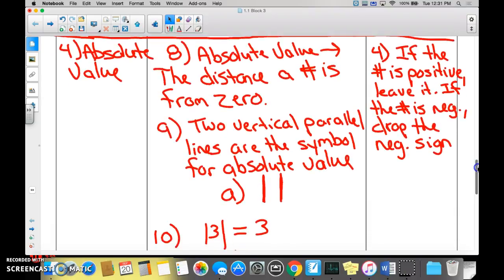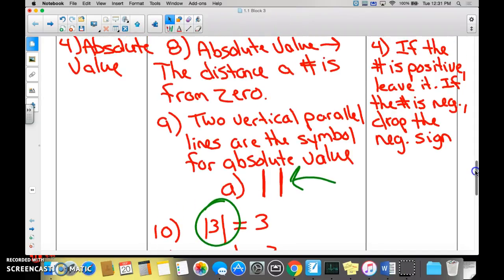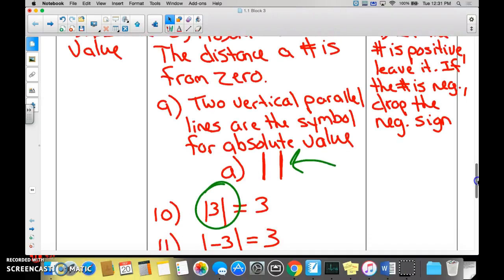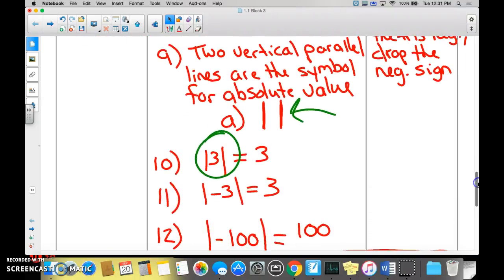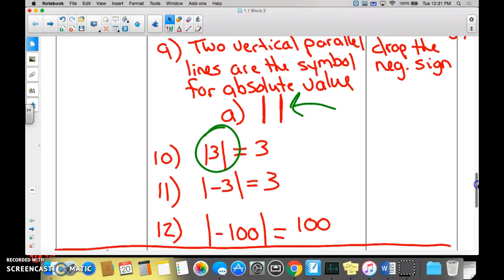You can see that we gave you some examples, and we talked about the symbol for absolute value being 2 parallel lines and then a number between them, like example number 10. So 3 is how far from 0, you guys? 3. And I think it was Isaac and Allison's group who said, if the number is positive, don't do anything when you're dealing with absolute values. If the number is negative, you simply drop the negative sign. So if you look at number 11, it's -3. We drop the negative sign. The absolute value of -3 is 3.